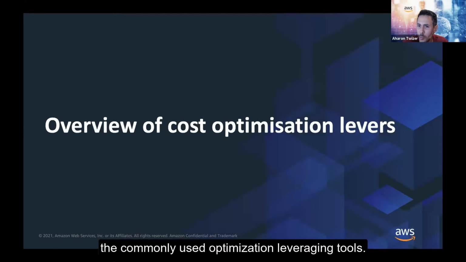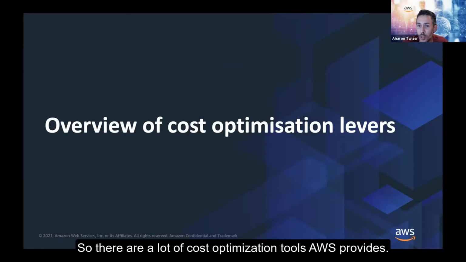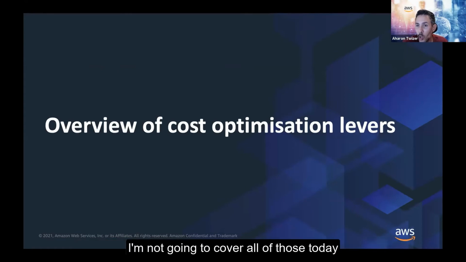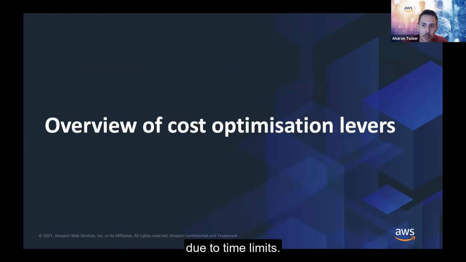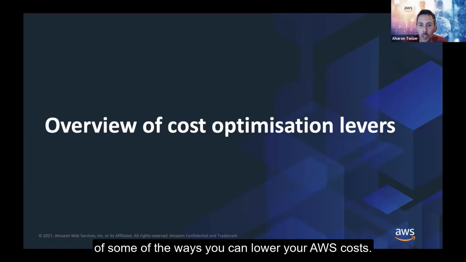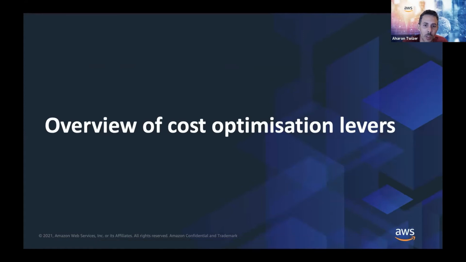Let's have a look at the commonly used optimization levers and tools. Just a quick note, there are a lot of cost optimization tools AWS provides. I'm not going to cover all of those today due to time limits. So this is just a quick overview of some of the ways you can lower your AWS costs.